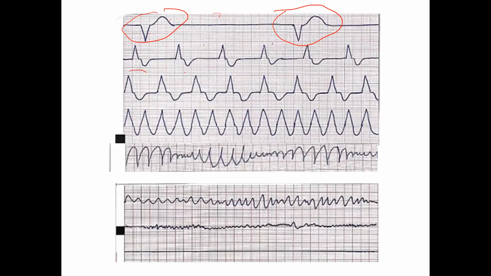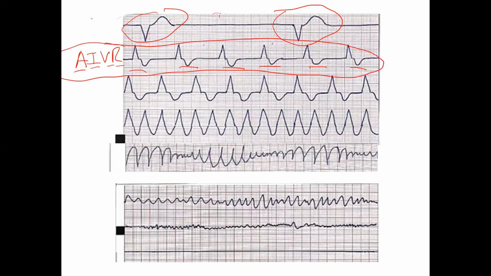Now the next one down, you have erratic wide QRSs. No P wave, erratic. These are not normal. What's the heart rate? 60? So what do we call this? Accelerated idioventricular rhythm. Am I correct there? Yes. Okay.